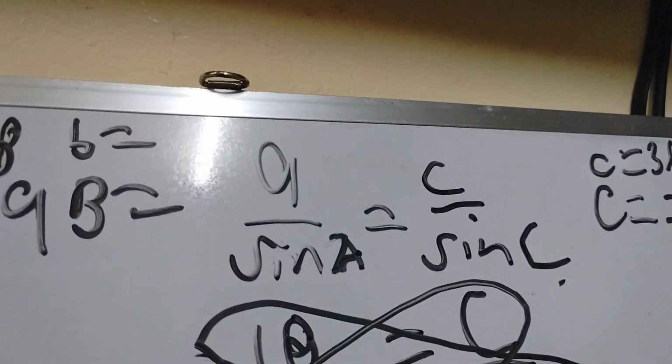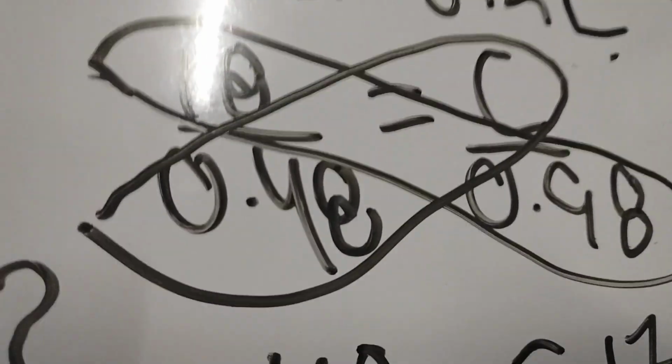So to solve this, it would be a over sin A equals c over sin C. So the value of small a is 18. The value of sin A is sin 39. Put that in your calculator. Sin 39 would result in 0.48. C has no value, so c is just c. Sin C is sin 78, that would be 0.98.